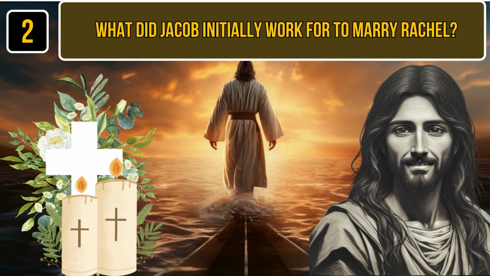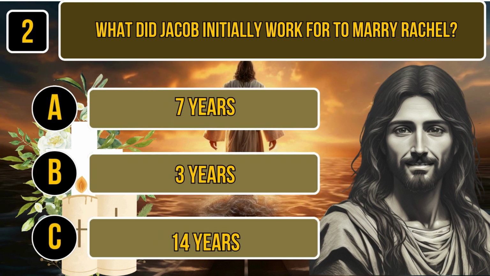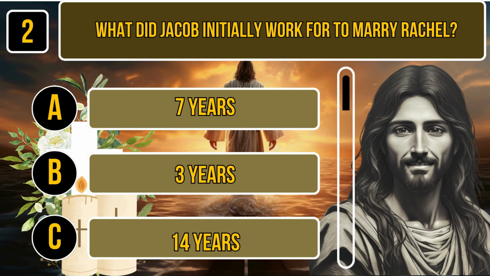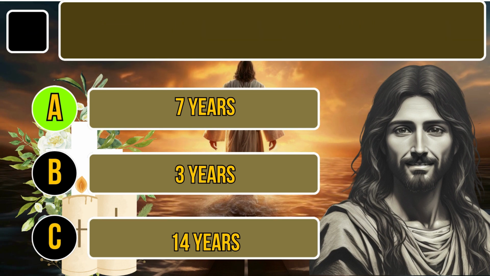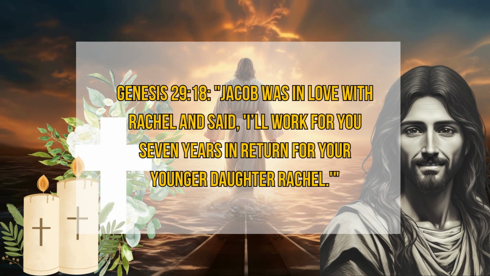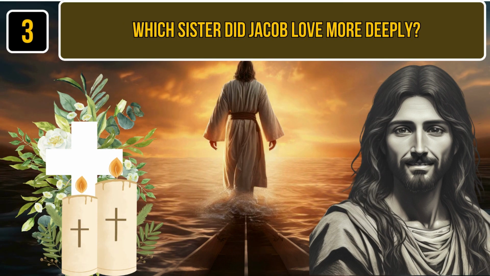Question number 2. What did Jacob initially work for to marry Rachel? A. 7 years. B. 14 years. C. 3 years. Time for thinking. The correct answer is 7 years. Genesis 29:18. Jacob was in love with Rachel and said, "I'll work for you 7 years in return for your younger daughter, Rachel."